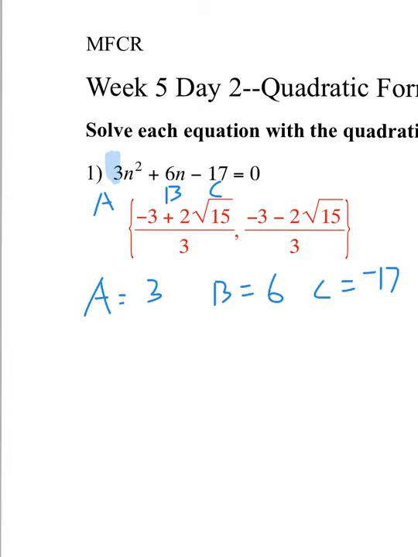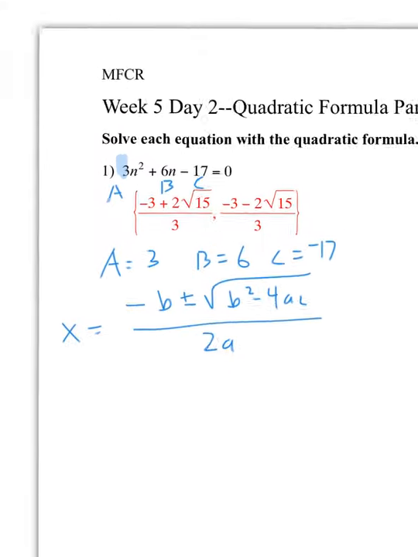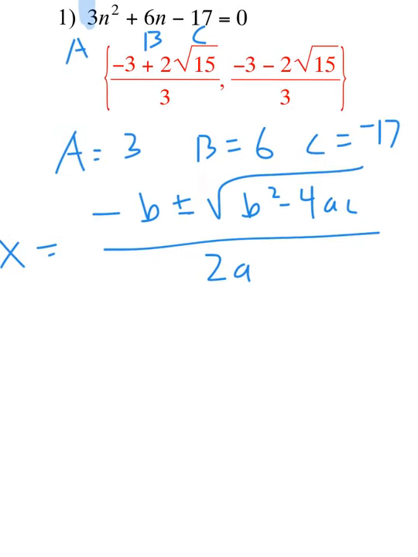So quadratic formula: opposite b, or negative b, plus or minus the square root of b squared minus 4ac, all of this divided by 2a. And technically the first part is x equals, but x is just the variable. It's what you're solving for. So let's continue on. Let's start with our substitution.